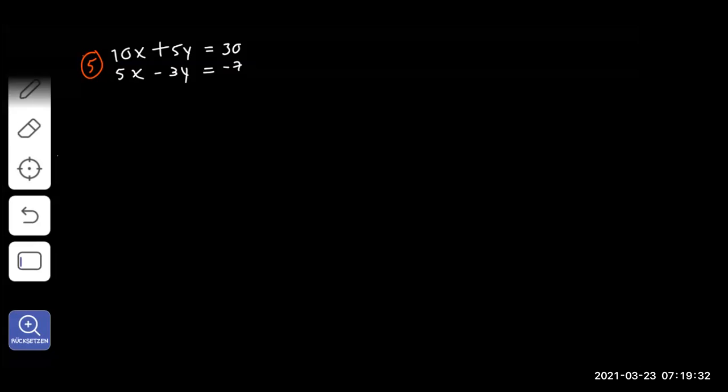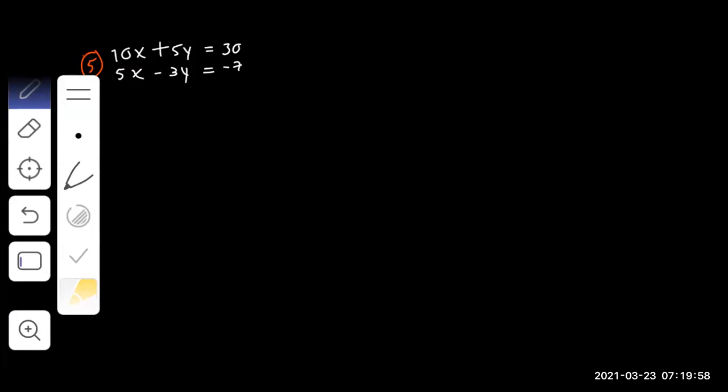Let's have a look at this one. Okay, and here's the kicker. We have two equations, two variables, and we need to eliminate one of the variables. If you know beforehand, you should just select the right variable, and you're done. Let's have a look. X or Y, which variable should I pick in order to eliminate?